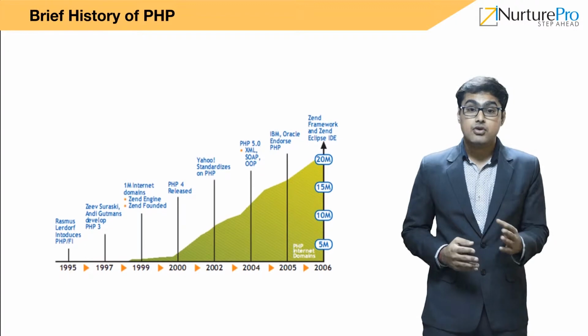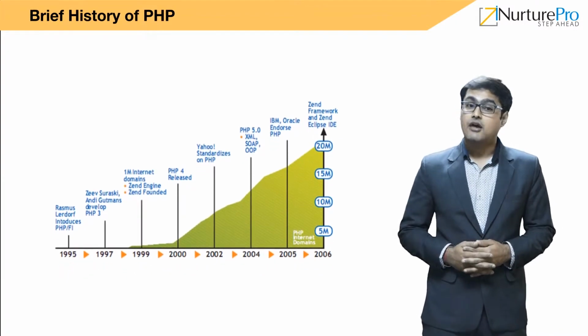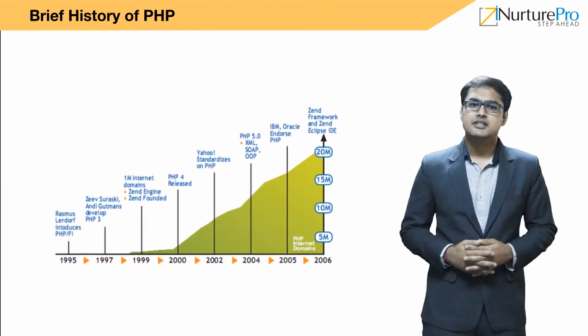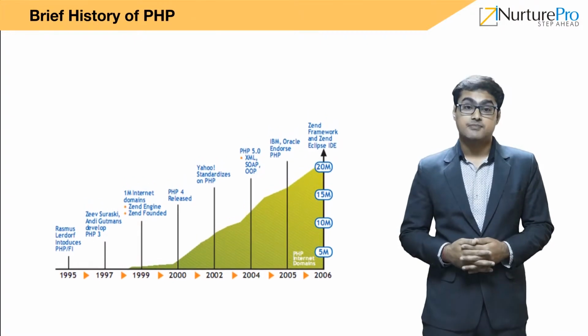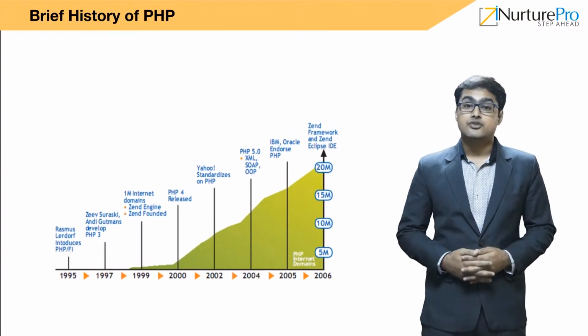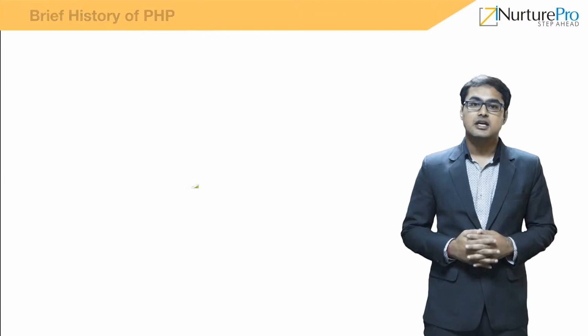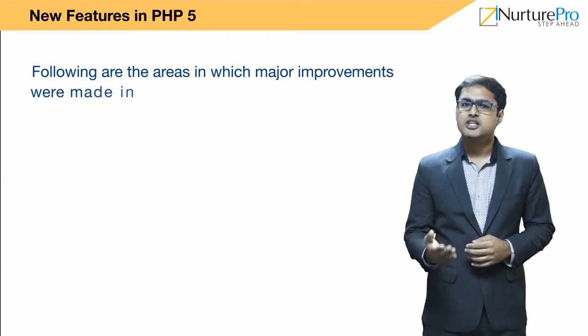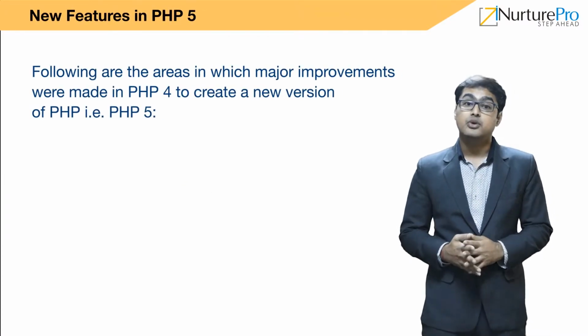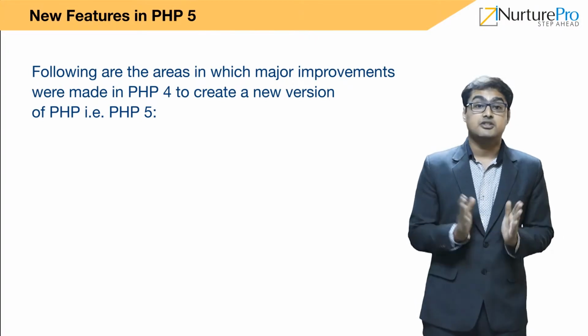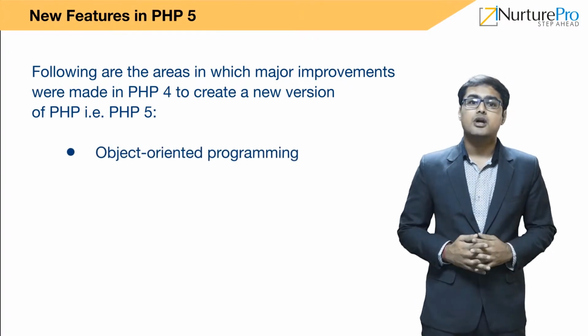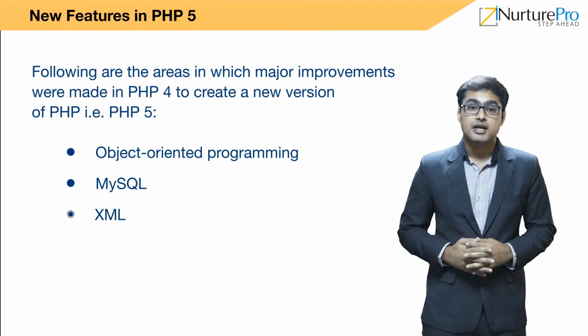In 2004, PHP 5 was released. After a long development and various pre-releases, it includes various new features. Next, let's see the new features of PHP 5. Following are the areas in which major improvements were made in PHP 4 to create a new version of PHP, that is PHP 5: object-oriented programming, MySQL, XML.